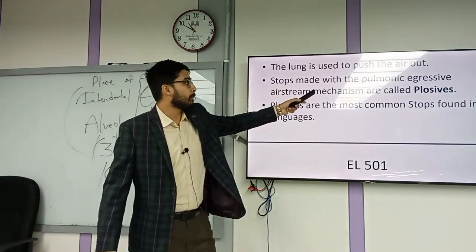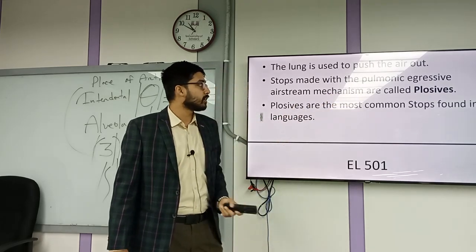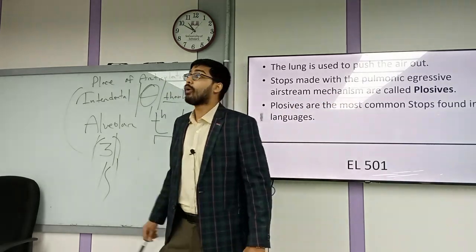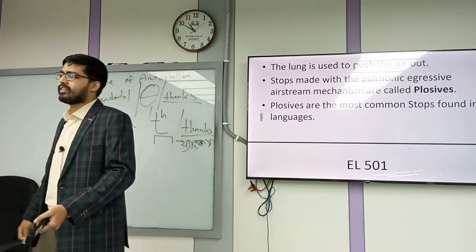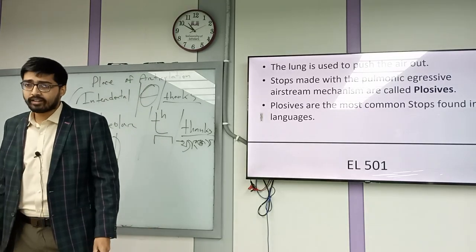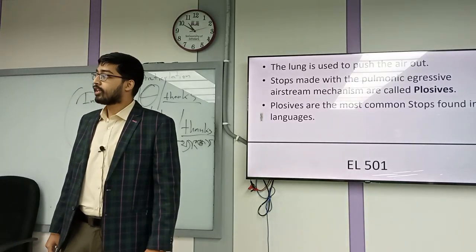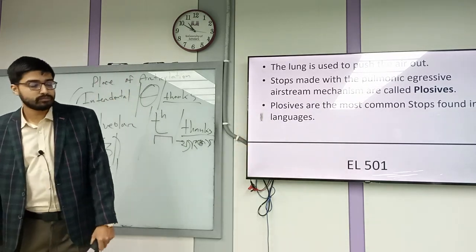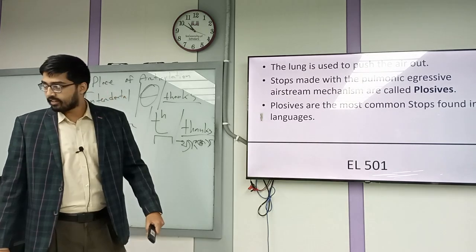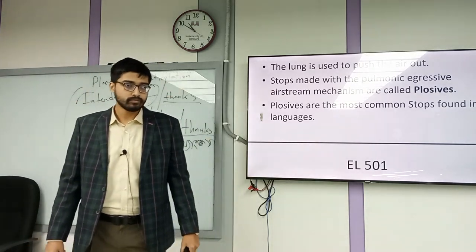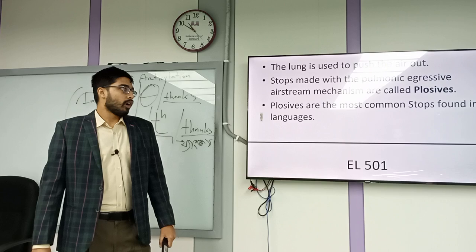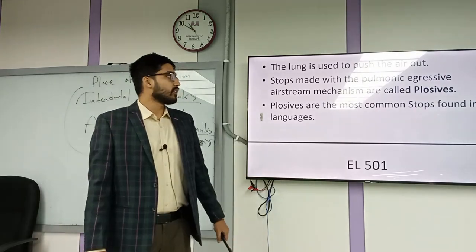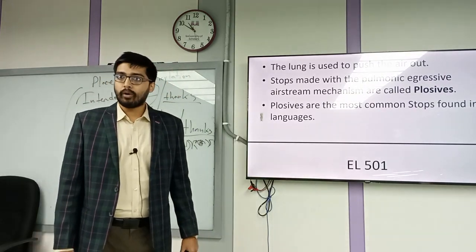Stops made with the pulmonic aggressive airstream mechanisms are called plosives. It's not in your midterm, but in the finals, if I ask what plosives are, you have to write accordingly. Definition. Stops made with the pulmonic aggressive airstream mechanisms are called plosives.